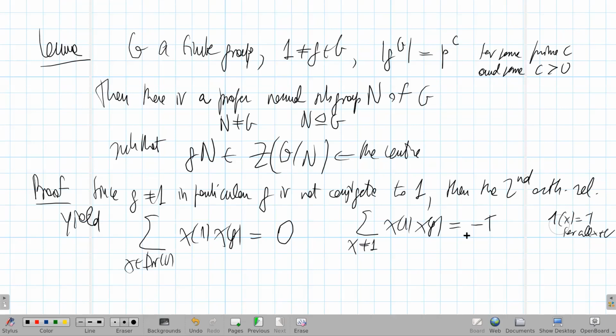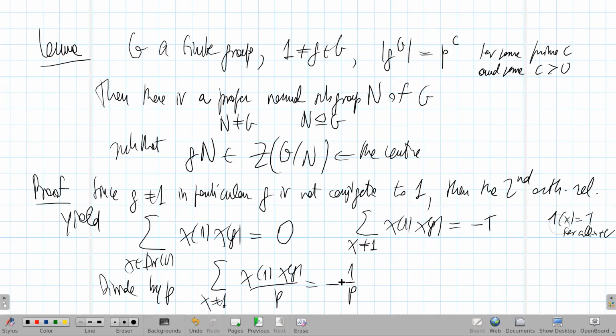So I simply take the sum over all characters except the trivial one, which is the character which we always have in the first line of the character table and which has all values equal to 1. Then divide by p. And so we get the sum over chi different from 1 of chi 1 times chi G divided by p equals minus 1 over p.